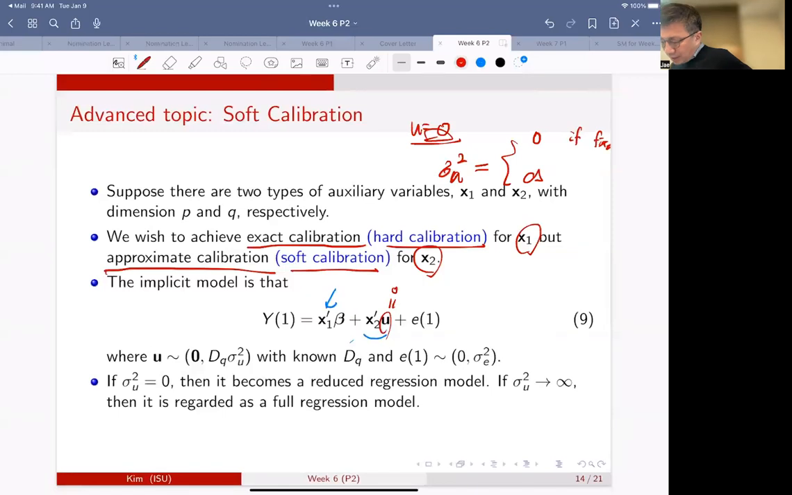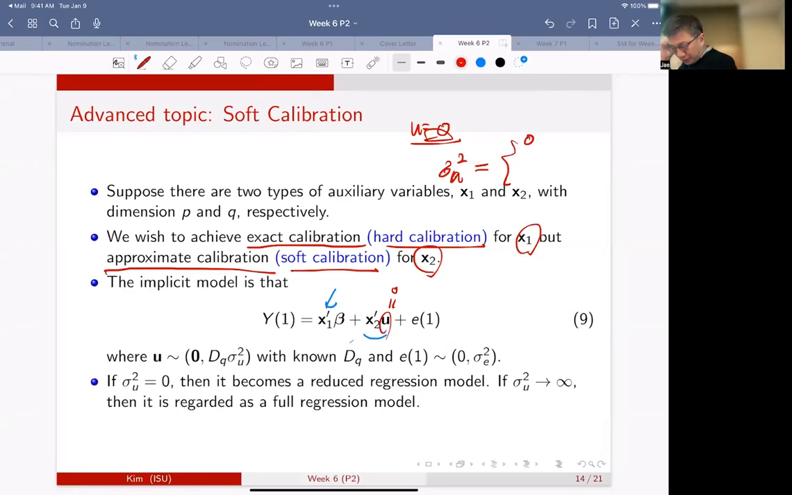If sigma u squared is 0, that means u is essentially 0, right? That means we are using X1 only. So we use calibration on X1 only, but no calibration on X2, completely ignoring X2. The other extreme is sigma u squared is infinity. Basically, that means we are treating it as a fixed effect. Okay.